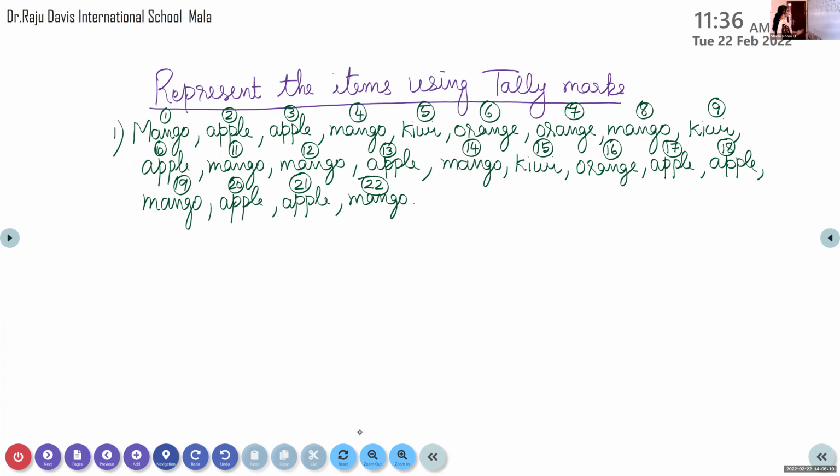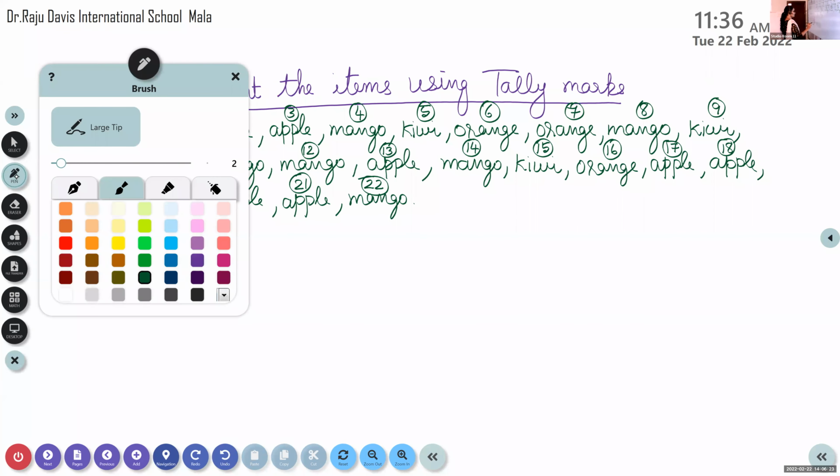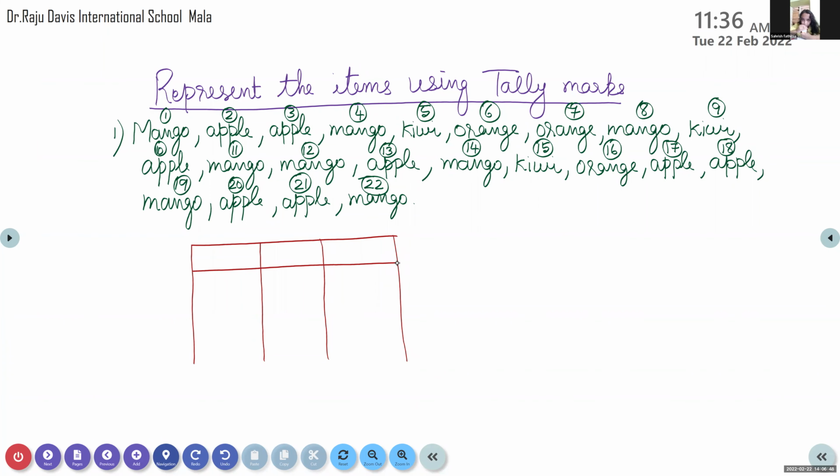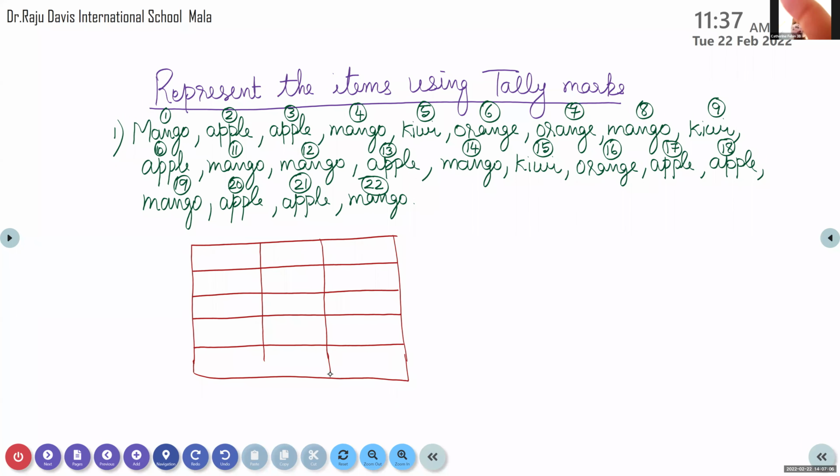So what is the first thing to be done here? You have to draw a box. That's a table. How many columns will be there? Three columns. Items. So how many items are there? Mango, apple, kiwi, orange. Four items, no? Yes. So one, two, three, and four.